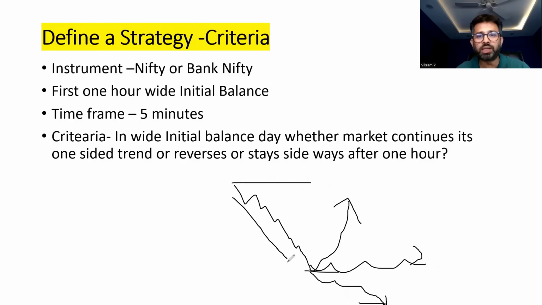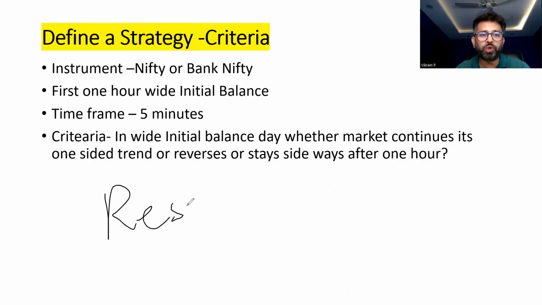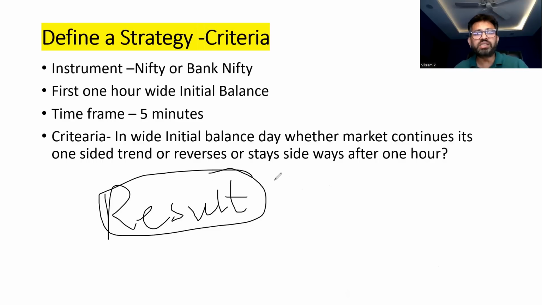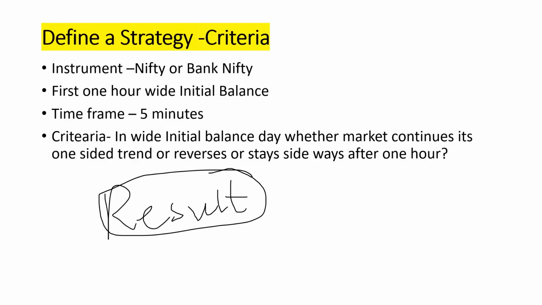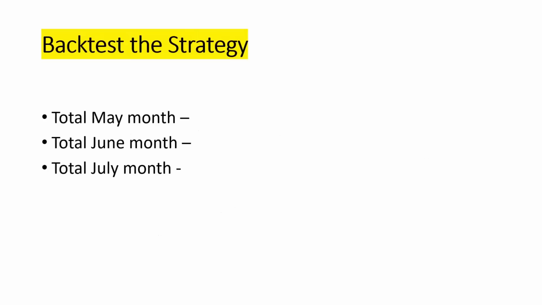That means going in the original direction. And what is the result after that? That you will come to know only after doing the backtesting, right? So that is why what result I found after doing backtesting, I'll discuss at the end of the slide. Now let us go to the next one and let us discuss backtesting the strategy.